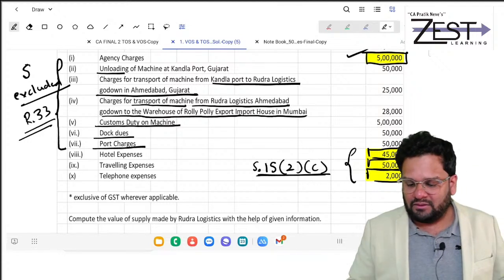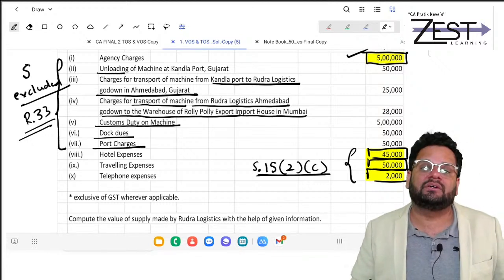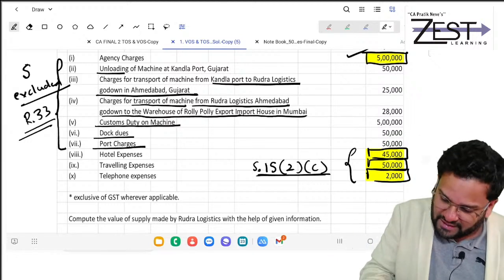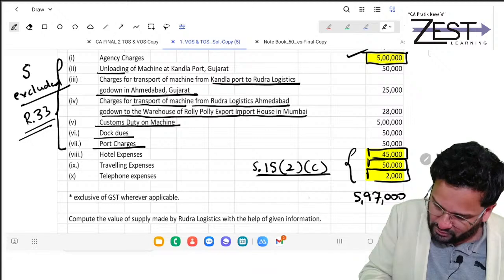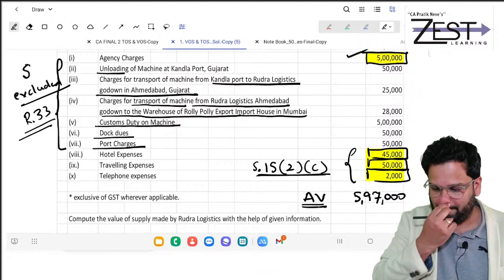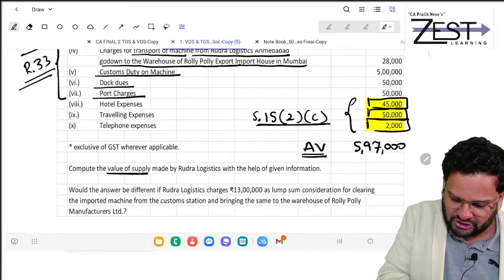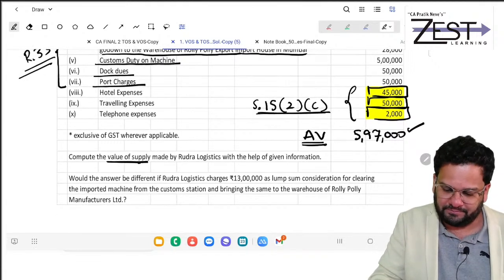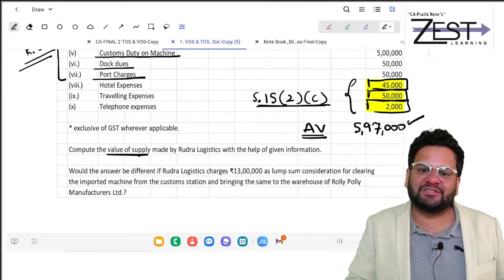So 5 lakh plus 45,000 plus 50,000 plus 2,000. 5 lakh 97,000 will be assessable value. Did you all get the point? That was the question. Compute value of supply. Is it 100% clear to all of you?